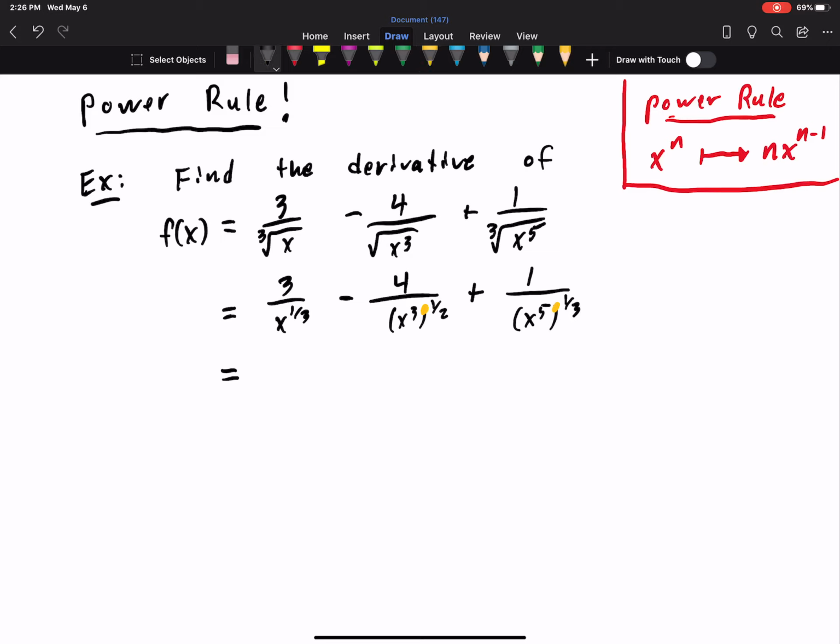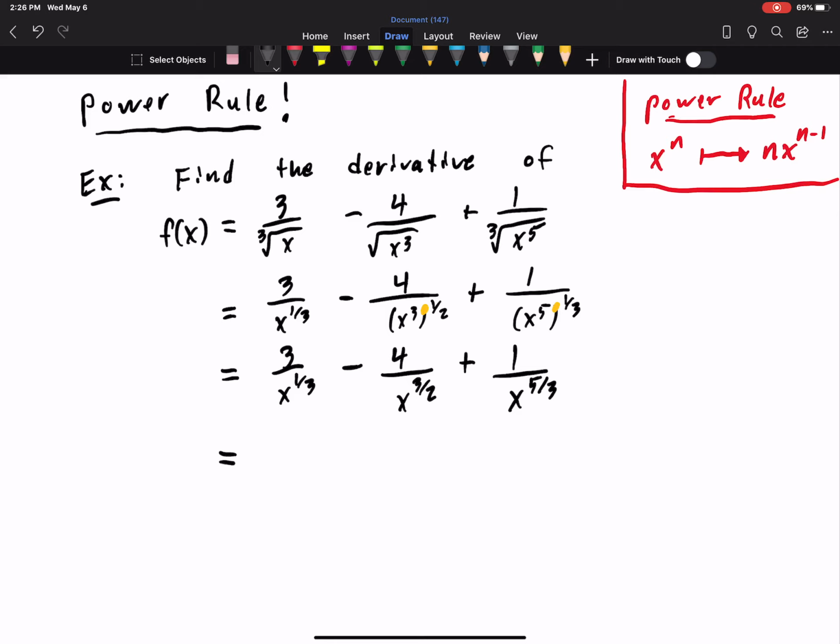All right, so doing this, nothing really changes in the first term. So we're just going to leave that as is. Then we have minus 4 over, now you multiply your exponents, so you have x to the 3/2, plus 1 over x to the 5/3. Just multiplying the exponents. If you need a calculator to do that, be my guest, use one. Okay. So now we have fractional exponents in the denominator. What are we going to do now? We're going to flip everything up to the numerator and change the sign.